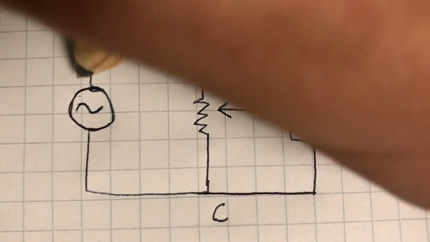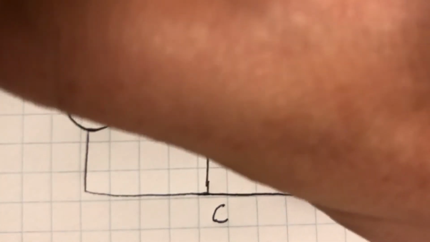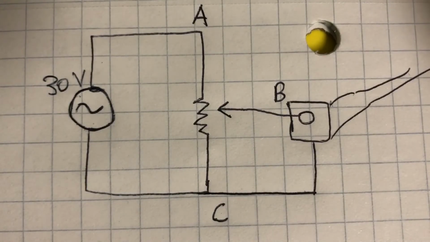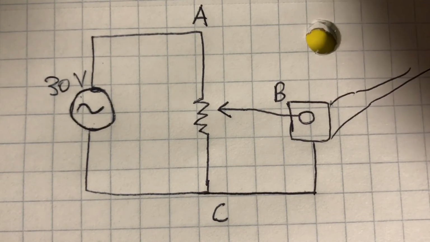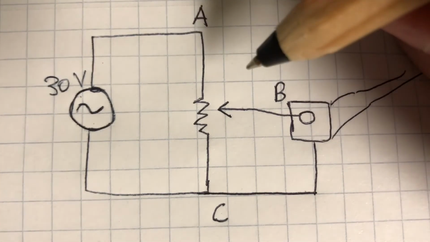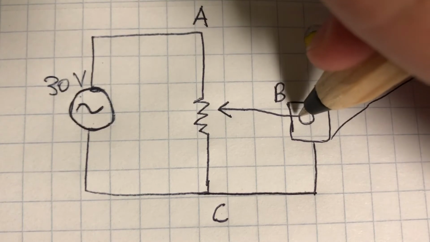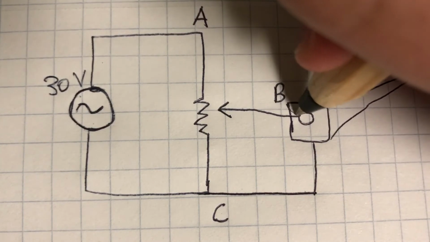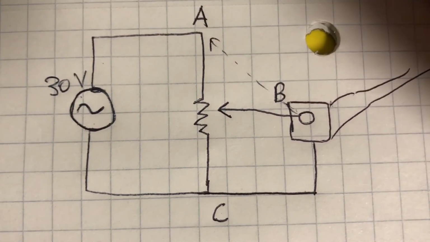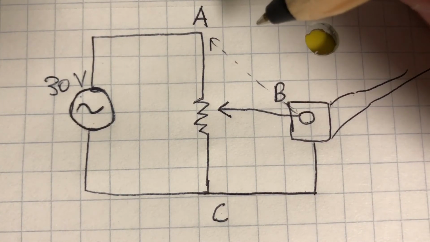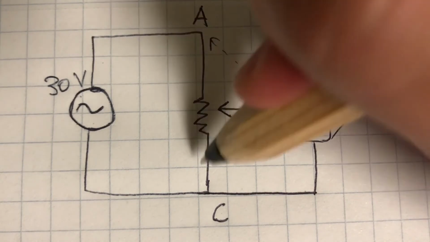And let's say our input voltage is 30 volts from the pickup. So based on what we just talked about, we know that if we turn the knob in a direction, let's say all the way over to A, we would get the maximum volume. And that's because there will not be a voltage drop here, right?